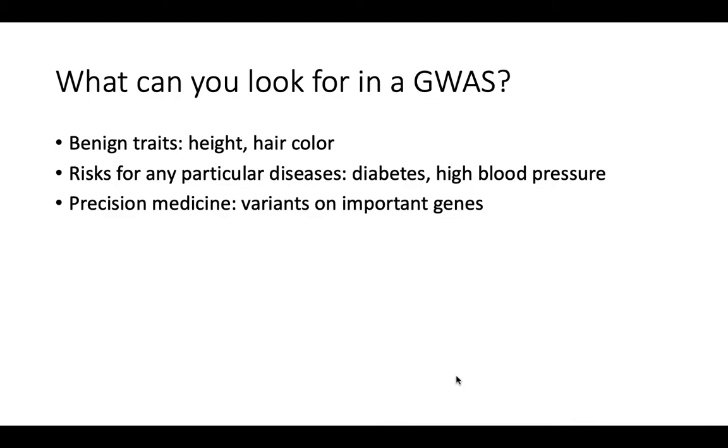Well, it turns out that virtually any trait in an individual has several gene variants that we can determine through a GWAS. Depending on a study's interest, you can have gene targets ranging from benign traits, such as height and hair color, to traits that increase your risk for particular diseases, such as type 1 diabetes or high blood pressure. In precision medicine, the important part is finding genes that are causal and significant for your disease of interest.